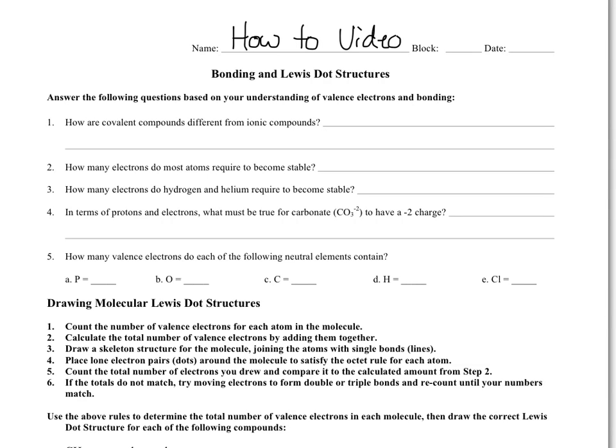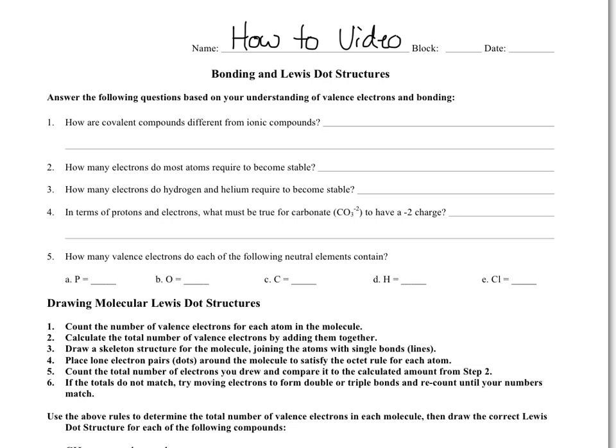So in this how-to video, we are going to look at Lewis dot structures, and specifically Lewis dot structures of covalent compounds or molecular compounds. Compounds that contain elements from the upper right-hand portion of the periodic table are nonmetals. So looking at this, covalent compounds and ionic compounds differ primarily because covalent compounds share electrons, whereas ionic compounds give or take electrons.